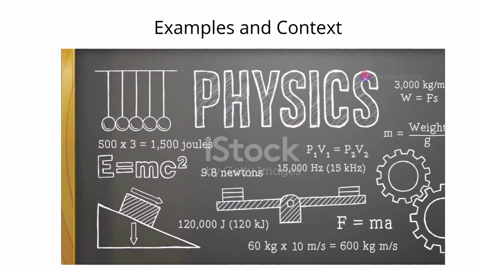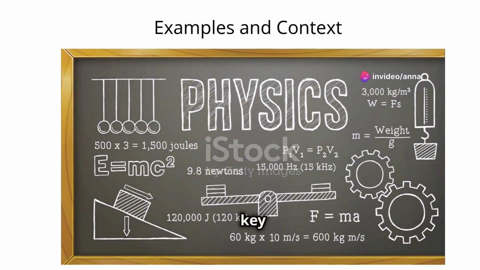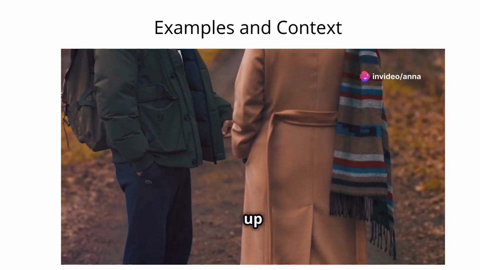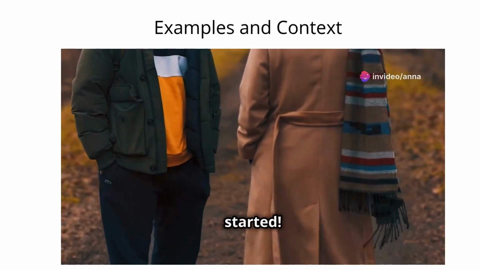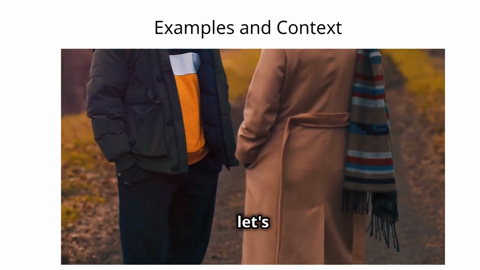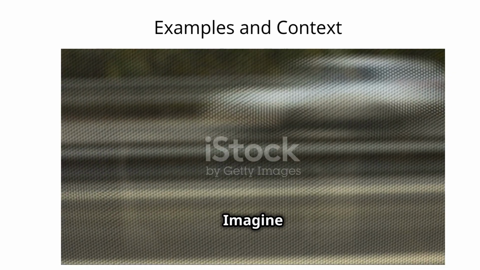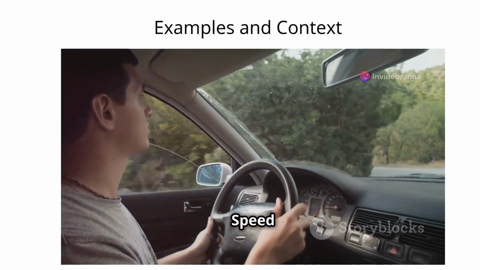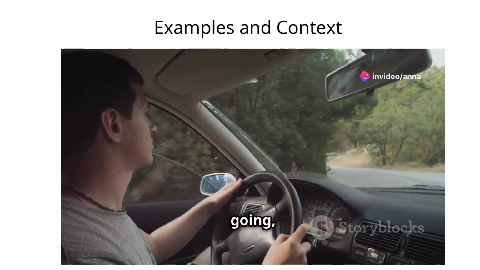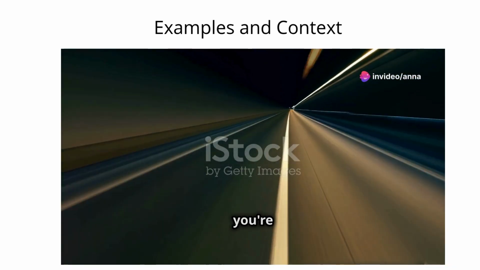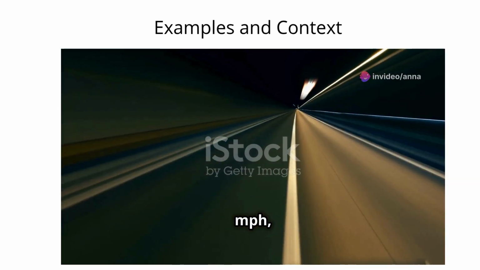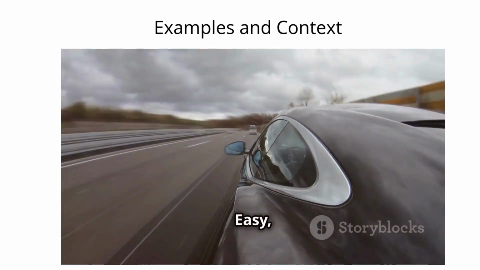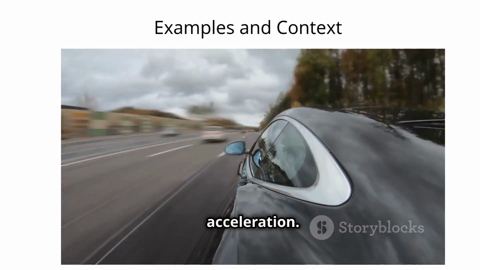Hey everyone! Today, we're diving into some key physics concepts, showing you how they show up in everyday life. So let's get started. First up, let's talk about speed. Imagine you're in a car, cruising on the highway at 60 miles per hour. Speed isn't just about how fast you're going, but also the direction. So if you're heading north at 60 miles per hour, that's your velocity. Easy, right? Now let's move on to acceleration.